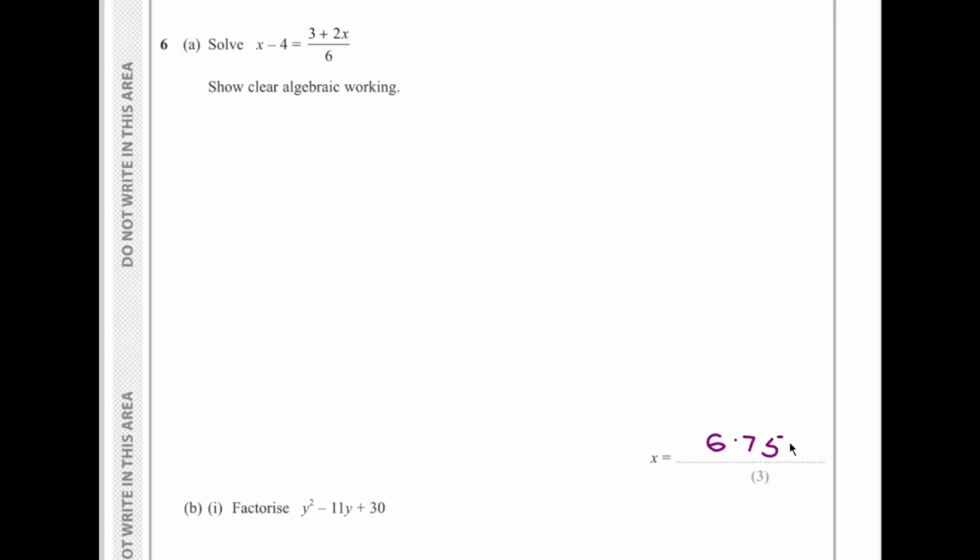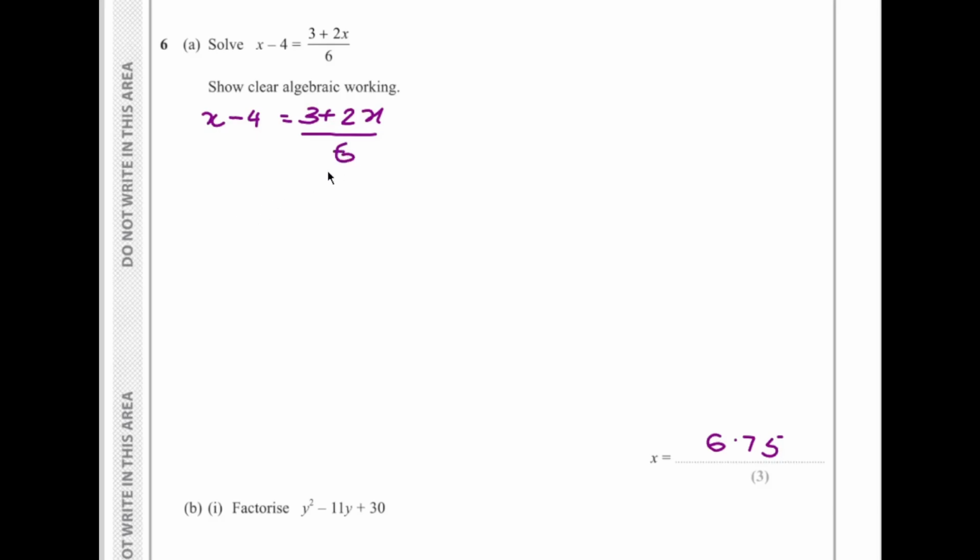75. This is the answer that I got. Let's now do it manually. If I don't get this answer, I know that I've gone somewhere wrong, then I can do it all over again. Let's rewrite the question. x minus 4 equals (3 plus 2x) over 6.